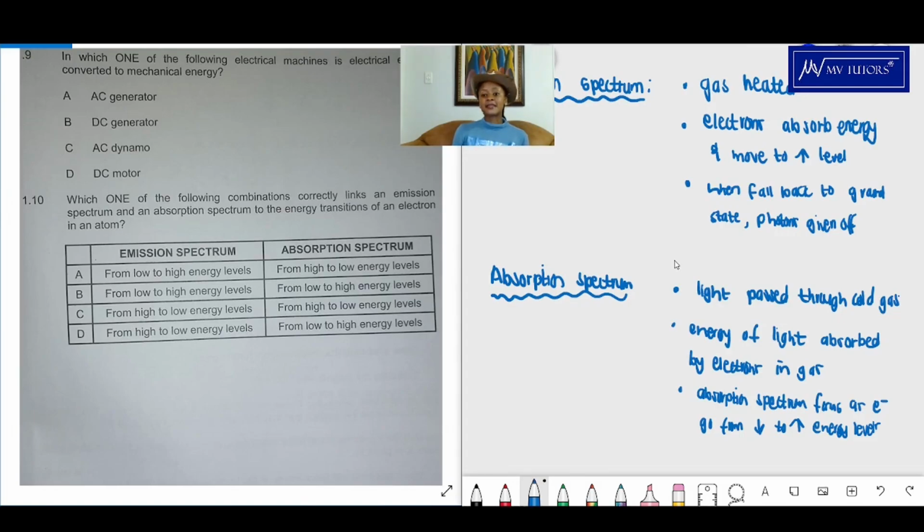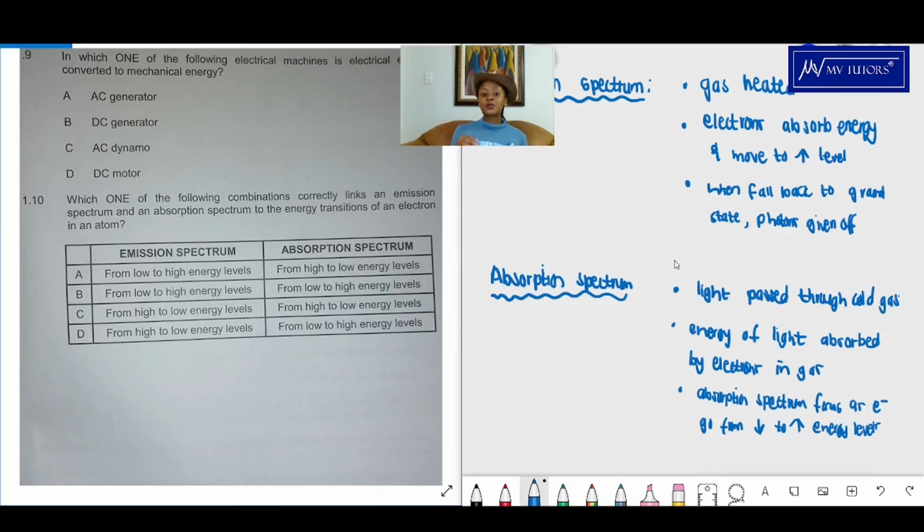Okay, and basically what would then happen is the absorption spectrum forms as the electrons obviously get that energy. The electrons will get the energy from that light and move up to a high energy level, but the absorption spectrum itself will only be seen once they drop from a high energy level to a lower energy level. So the emission spectrum is seen when the electrons go from a high to a low energy level.